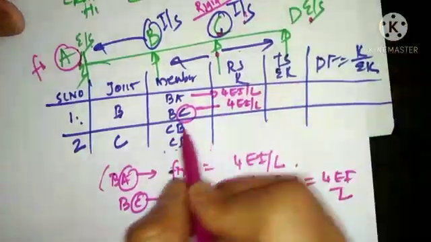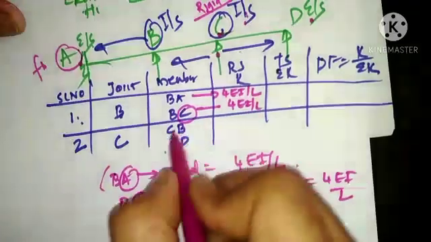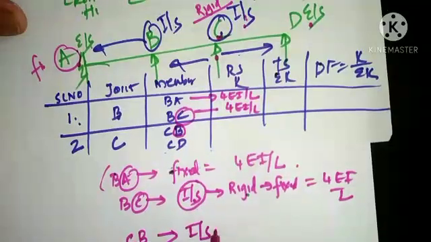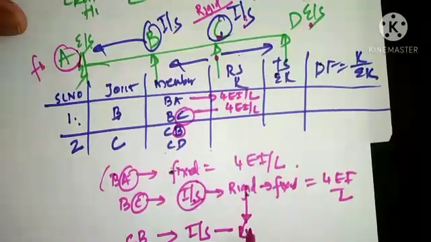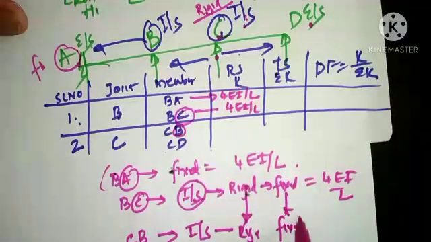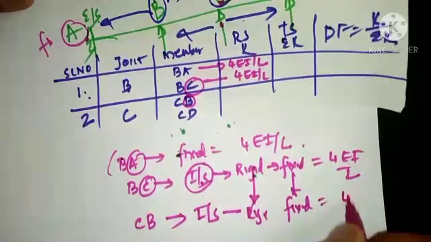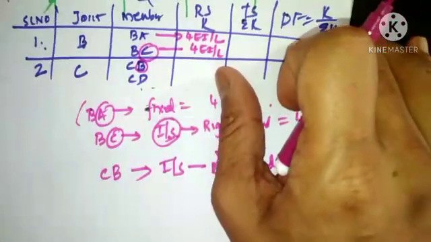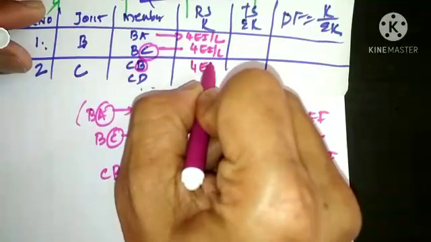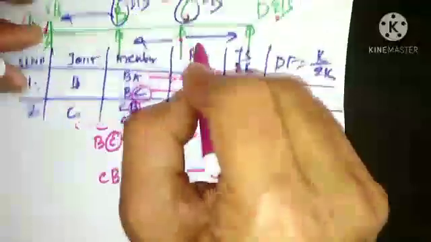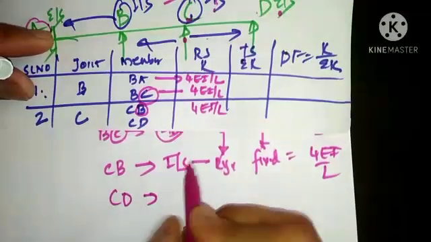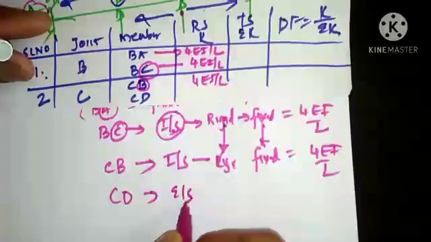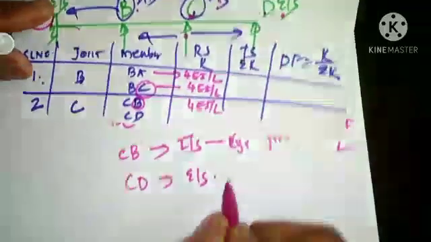Now come back to CB. When I look back at B, it is an intermediate support. All intermediate supports are assumed to be rigid. Rigid means fixed. So as soon as you write fixed, you need to write the formula as 4EI by L. Now look at C and D. D is not intermediate; D is an end support. What type of end support is it? Simple support.